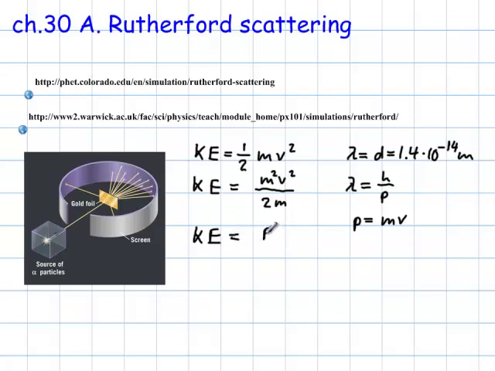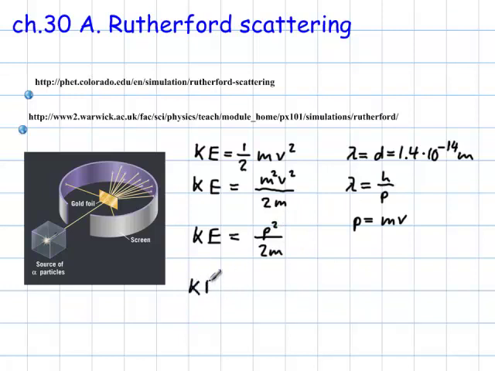So I'm going to write this one down. Kinetic energy equals momentum squared divided by 2m, as long as it's non-relativistic. Then it looks a little bit different. This is a typical expression between kinetic energy and the momentum of a particle. Kinetic energy equals momentum squared divided by twice the mass. And now all I have to do is take this expression and plug it in here.